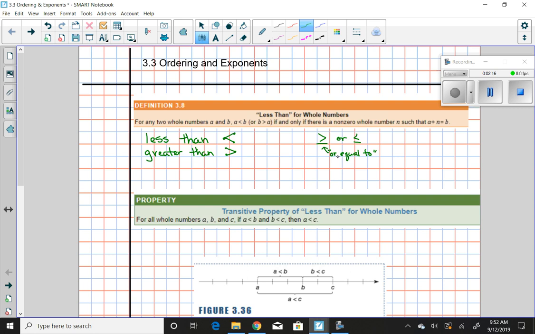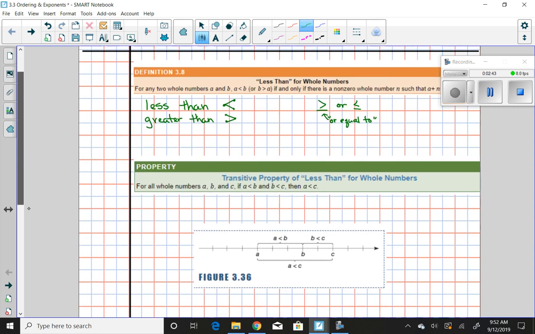So let's read the definition of less than. For any two whole numbers, A and B, A is less than B, or B is greater than A, because again, you can read it backwards, if and only if there is a non-zero whole number, N, such that A plus N equals B. In other words, you can always add another number to A to get to B. In other words, you have to add something. There's additional things that have to happen in order for you to get to that B point.